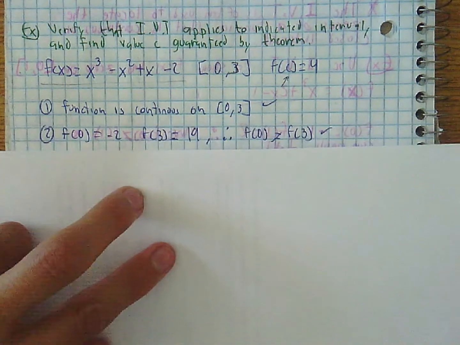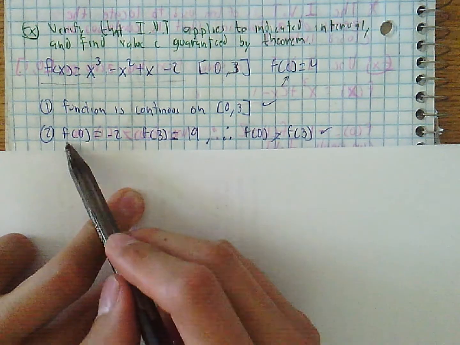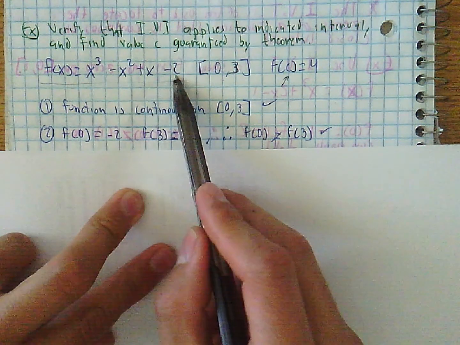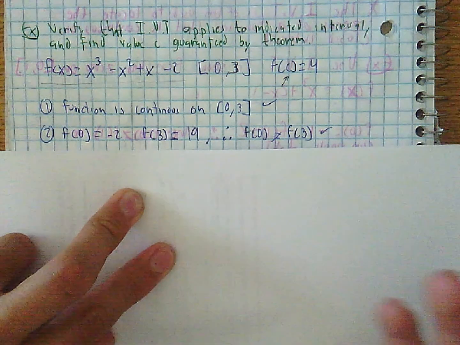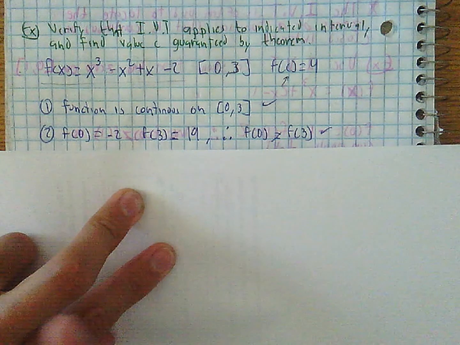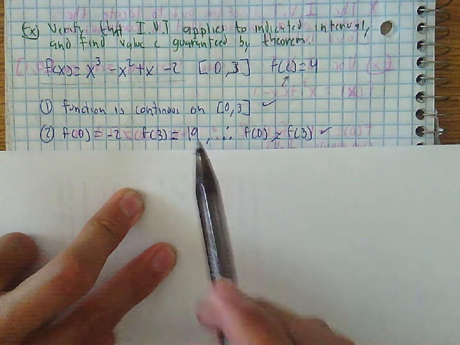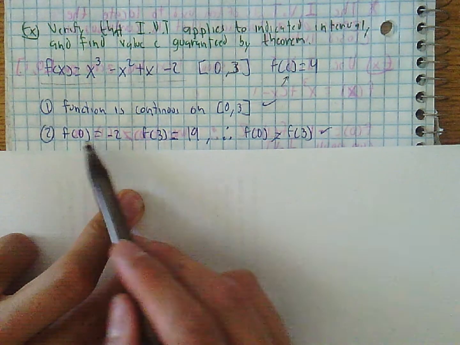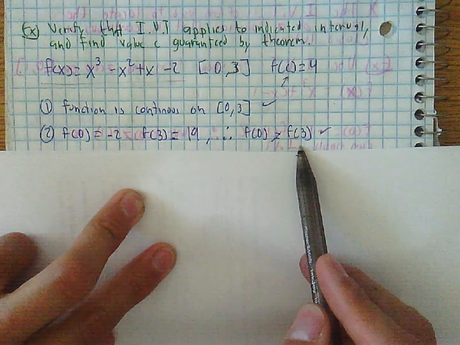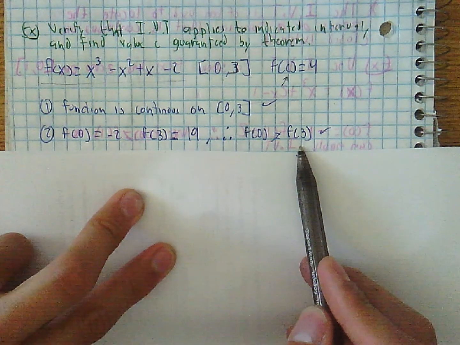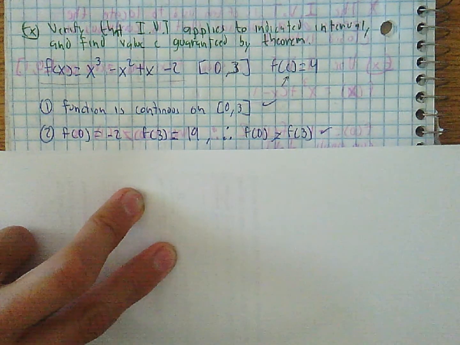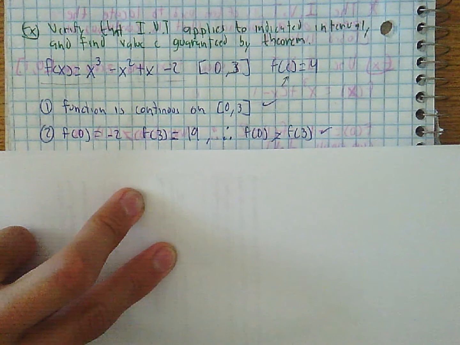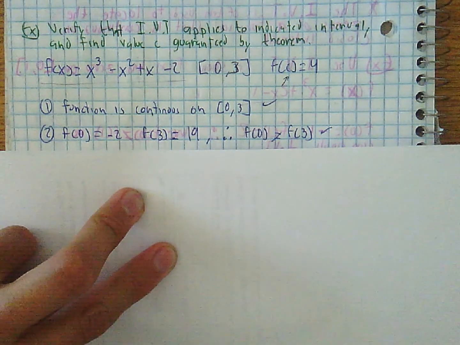So it is continuous from 0 to 3. Okay. F of 0, if we plug in 0, we get -2. If we plug in 3, we're going to get 19. I know that I'm not showing the steps, guys, but I'm more than confident that you can do that basic algebra. Okay. Therefore, since f of 0 and f of 3 do not equal each other, the intermediate value theorem does apply, which means that there should be a value in which f of c equals 4. We just need to figure out what that is.